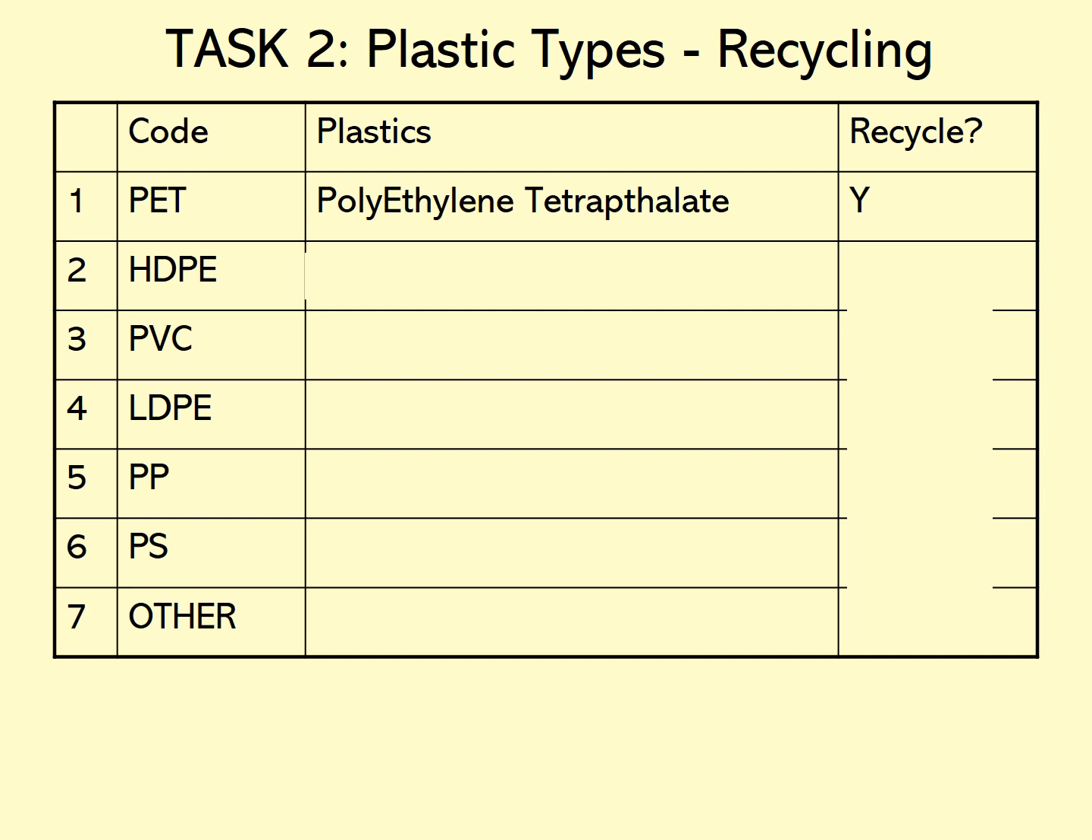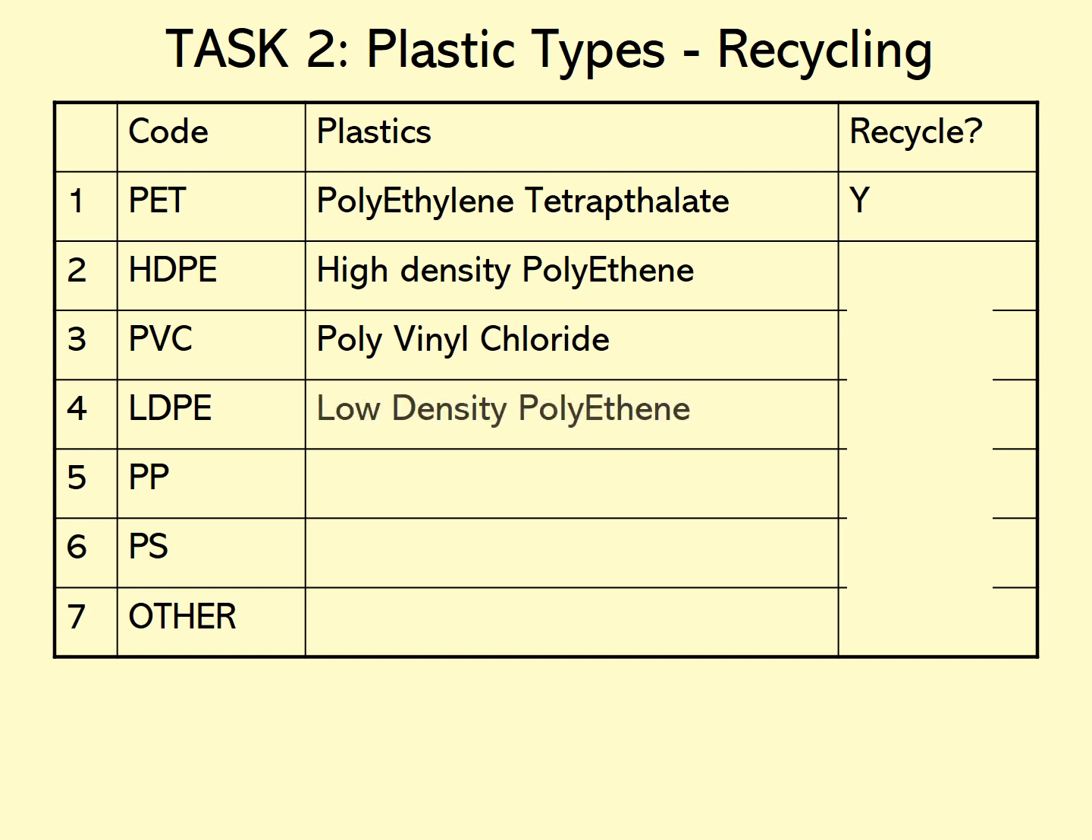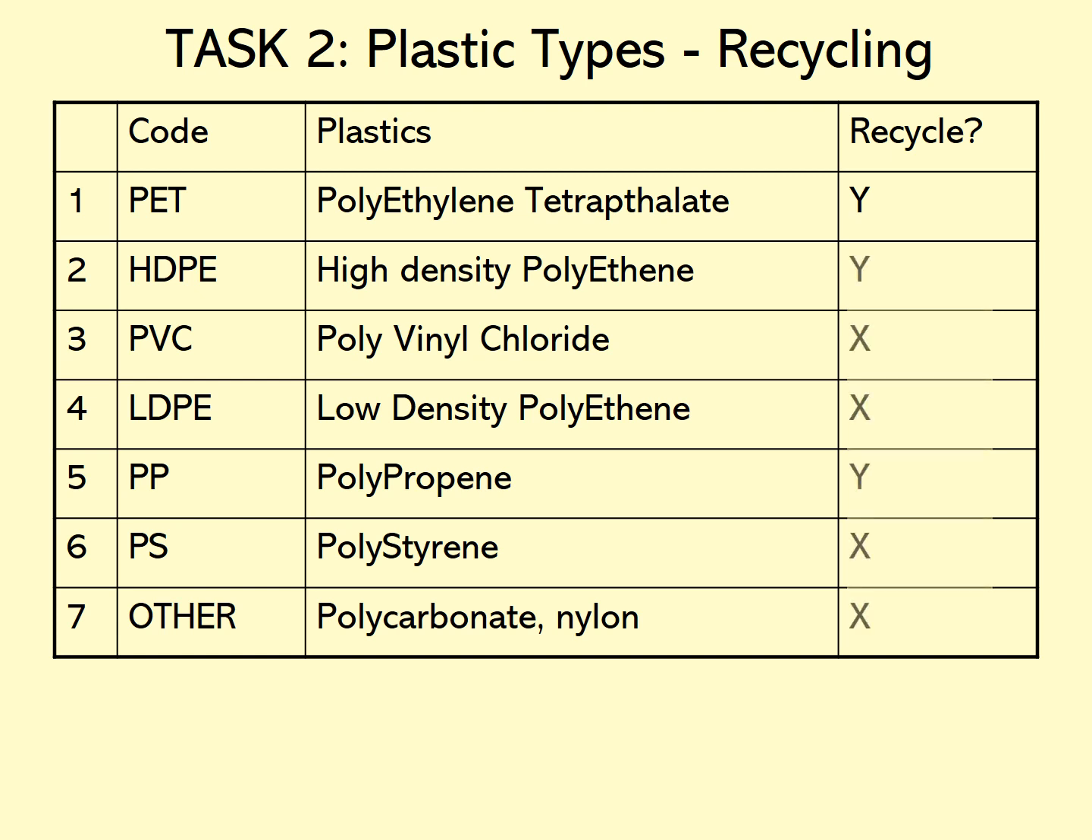Right, so if you were following along, HDPE is high density polyethylene, PVC is polyvinyl chloride, LDPE is low density polyethylene, PP is polypropylene, PS is polystyrene, and other things like polycarbonate and nylon. And as we said before, only categories 1, 2 and 5 can currently be recycled.